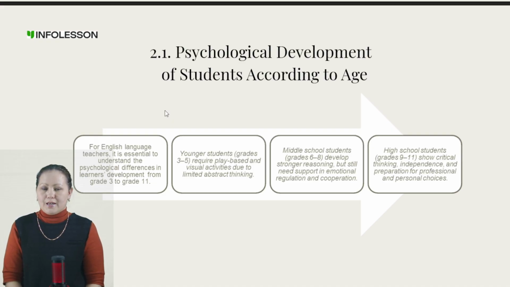High school students, age 16 to 18. Older adolescents are preparing for future professional and personal life. They are capable of independent decision making and critical reflection. Motivation becomes more pragmatic, related to career goals or academic success. Therefore, teachers should focus on project-based learning, presentations, research work, and professional vocabulary. Psychological support is still necessary as students may face anxiety about the future. Teachers should act as mentors and facilitators, not only as language instructors.